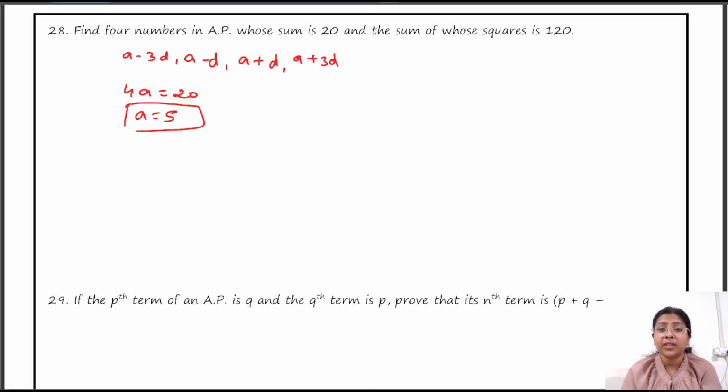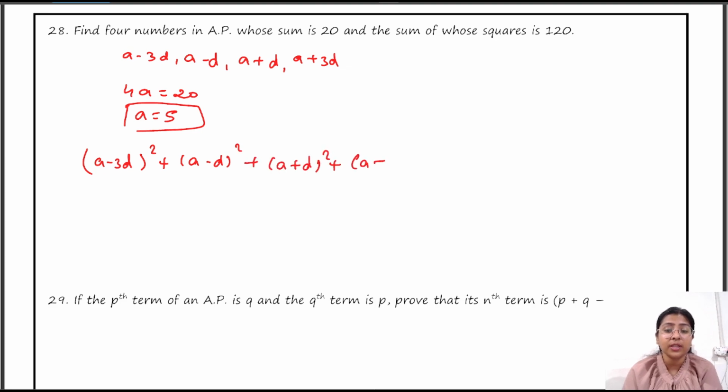Okay, and the sum of whose squares, sum किसका लेना है? उन numbers के squares का. The sum of whose squares. So (a minus 3d) whole square plus (a minus d) whole square plus (a plus d) whole square plus (a plus 3d) whole square is given as 120.